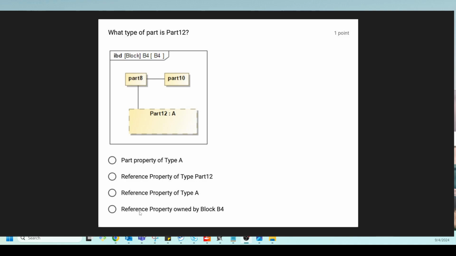And the last choice, a reference property owned by block B4. So this is an IBD related to B4, the block called B4. The diagram is also called B4, but the reference property is not owned by block B4, because part 12 has a different owner by its nature. Since this is a reference property, it is external to the system B4. So that's why choice 4 is incorrect as well. So the answer here is reference property of type A, choice 3.